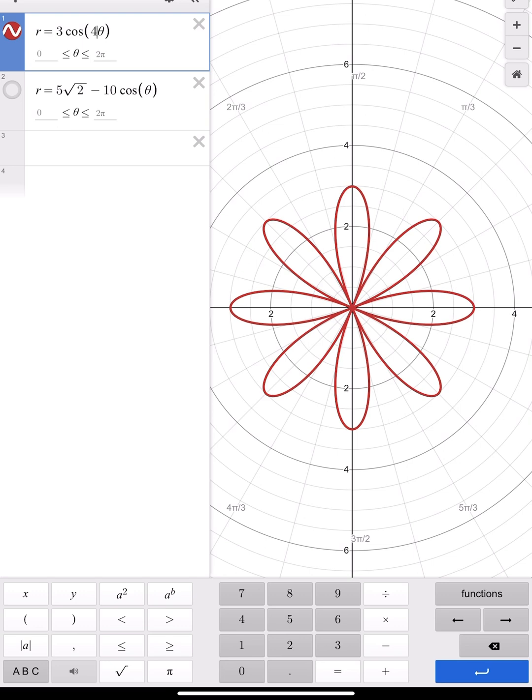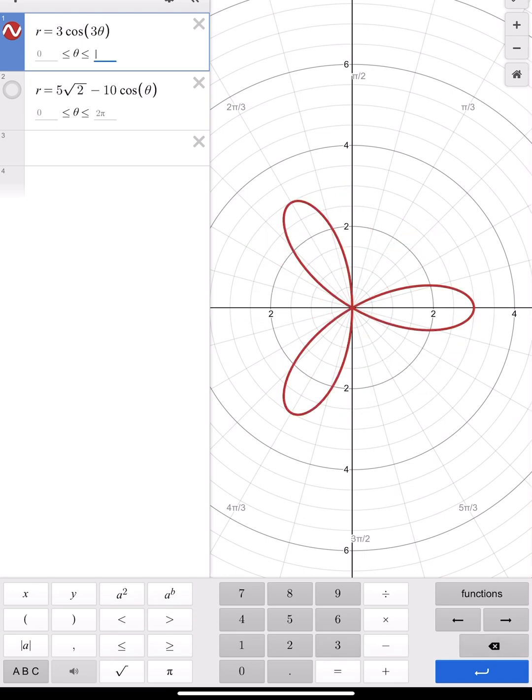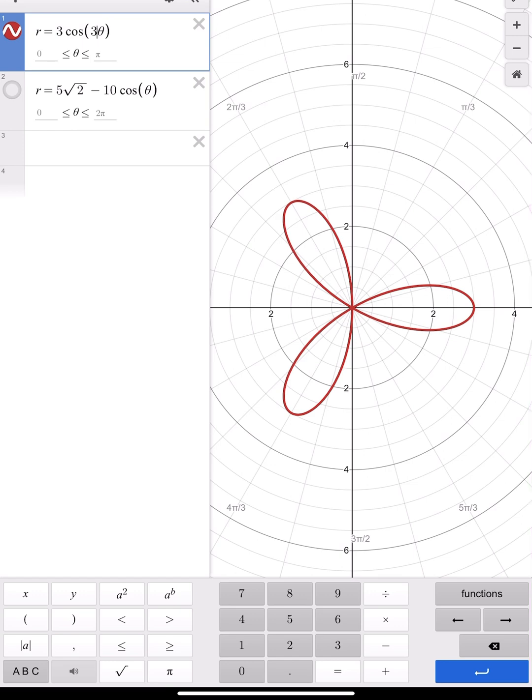Sometimes our function doesn't necessarily have to be 0 to 2 pi. If I look at 3 theta, we actually are only going from 0 to pi instead of 2 pi. But if I look at 4 theta, I'm going from 0 to 2 pi. What that means is this graph right here, it only takes between 0 and pi to get through every single loop here. And if I were to go from 0 to 2 pi, I'm just covering this area twice.